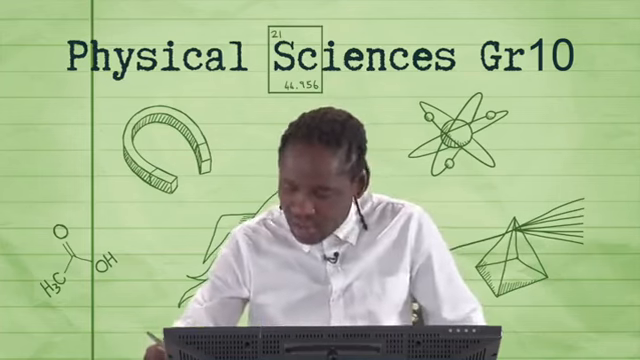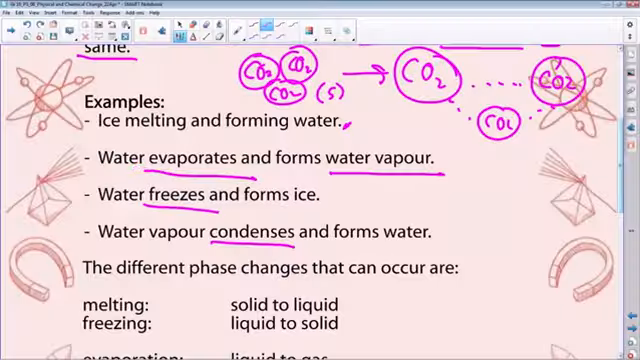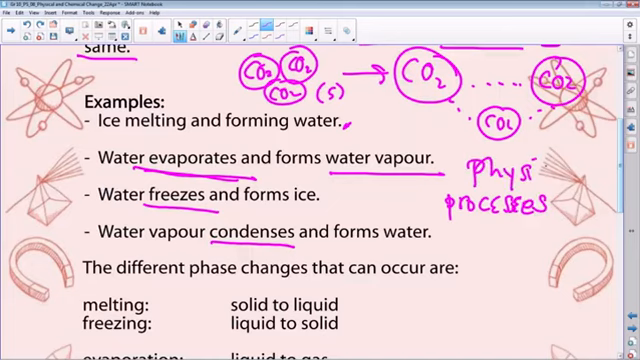Right. Now, these are your condensation, your freezing, your evaporation. We'll refer to these as the physical processes. So these are the processes, okay? So these are the physical processes. That's why we say these are physical processes, because they involve a physical change.